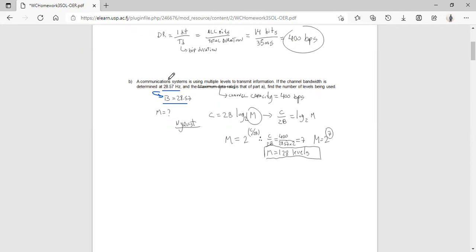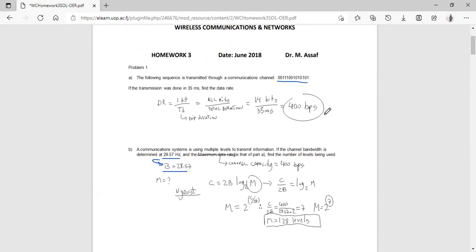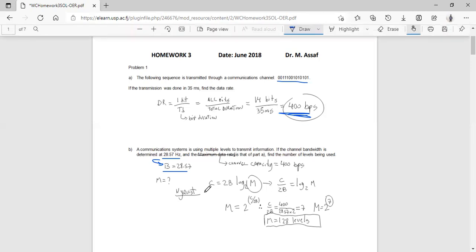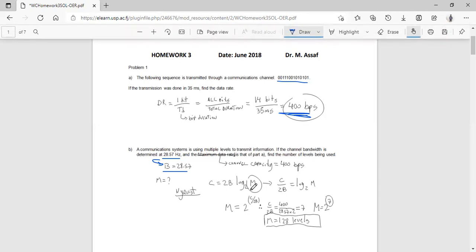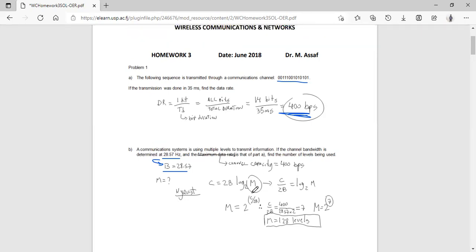It also says to use the maximum rate given in part A of this question. The maximum data rate is 400 bits per second. We need to find the number of levels being used in this particular communication system. So we go back to our Nyquist theorem: C is equal to 2B log base 2 of M, where M is the number of levels required. So we need to find M.